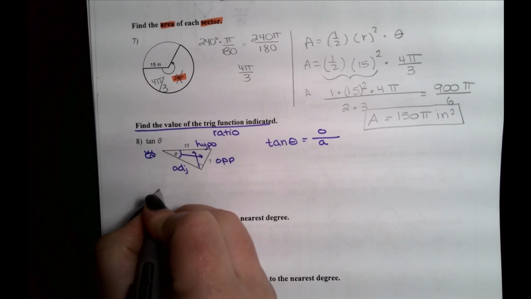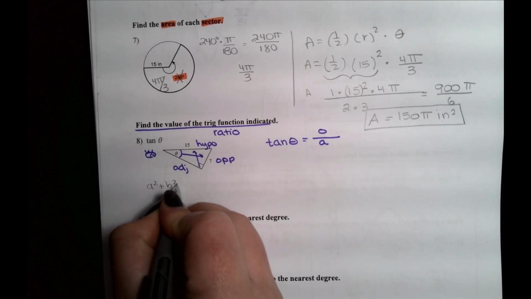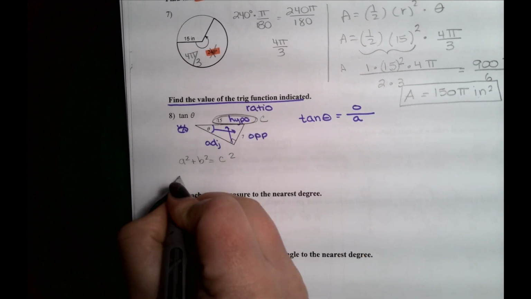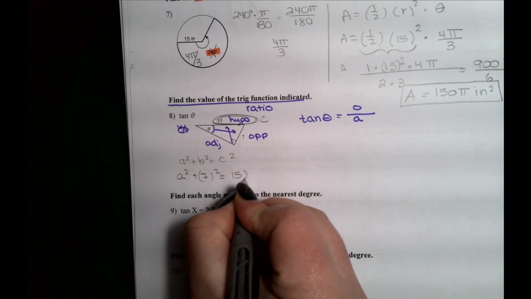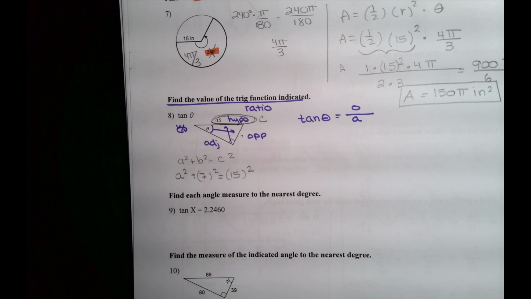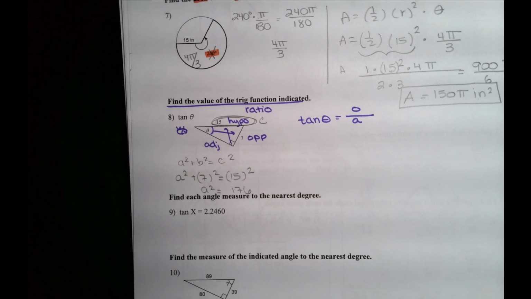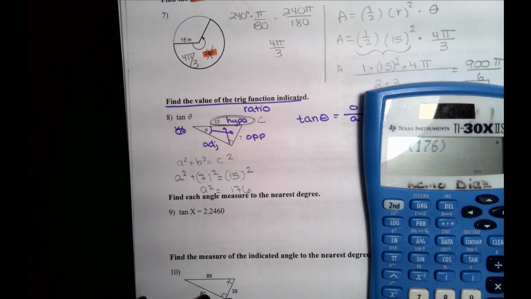We have to use the Pythagorean theorem. The issue here is that when you write your Pythagorean theorem of a squared plus b squared equals c squared, you have to make sure to put the hypotenuse as your c. So a squared plus 7 squared is equal to 15 squared. And then continue to solve for your a value. So we get 15 squared minus 7 squared. I get a squared is equal to 176, which I don't think is going to give me a pretty value. So if I try to take the square root of 176, it doesn't work out.